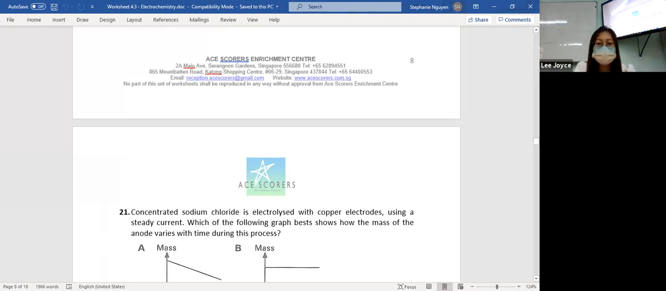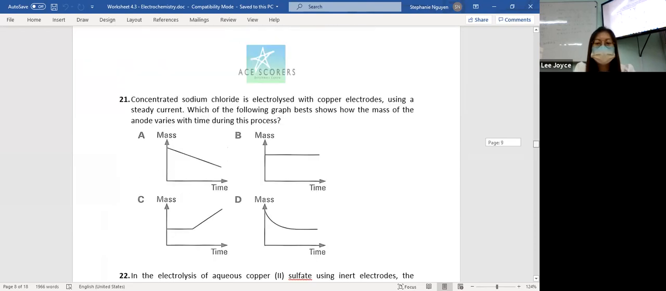Now, first of all, it's a concentrated electrolyte, and it asks which graph best shows the mass of the anode during this time. So, what kind of anodes are they using? They're using a copper electrode. This is considered to be an active electrode. Alright, active electrode. Now don't say that copper is an unreactive metal, then you say that it's an inert electrode. In the context of electrolysis, copper is considered to be an active electrode. The only inert electrodes are platinum, carbon, and graphite. Alright, so obviously at the anode, you'll see that the copper metal will start to get oxidized. It will turn into the Cu2 plus ions.